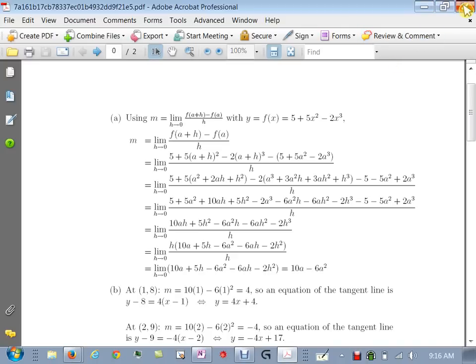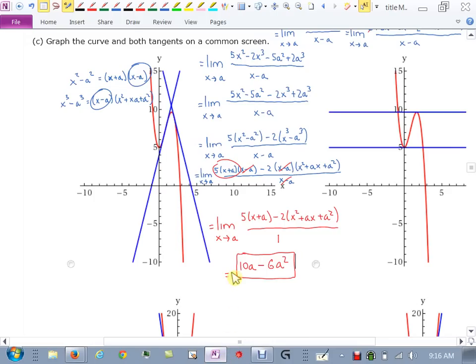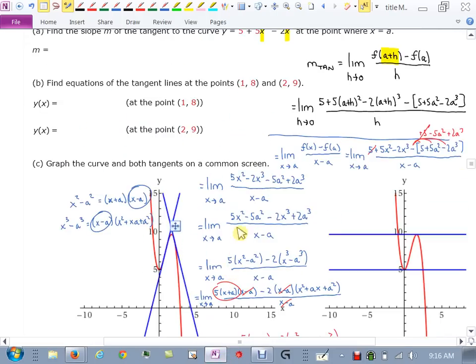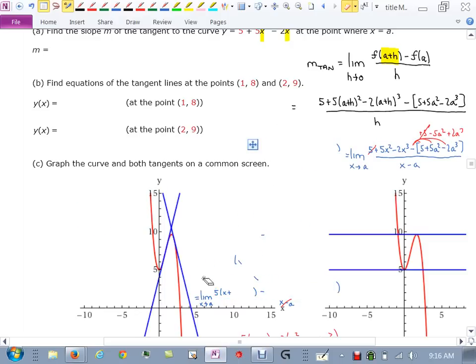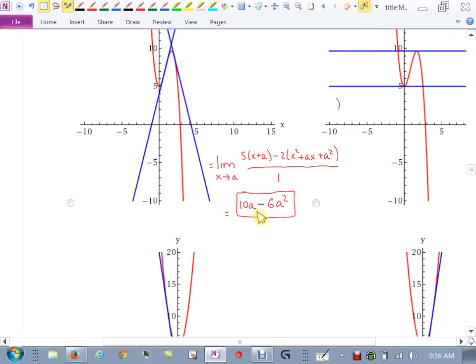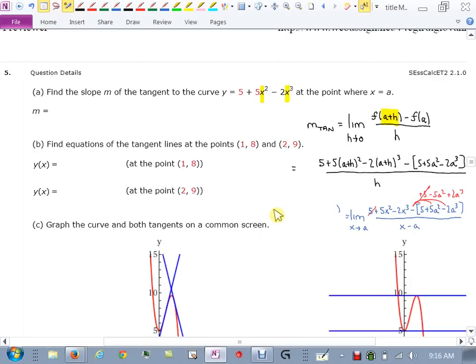All right. Now, to answer the rest of the question, I'm going to erase all this. Most of it, not all of it. Just clean up my page a little bit here. So find the equations of the tangent lines at the points (1, 8) and (2, 9). So now we have the general formula, 10a minus 6a squared. That gives the slope of the tangent line at any point.